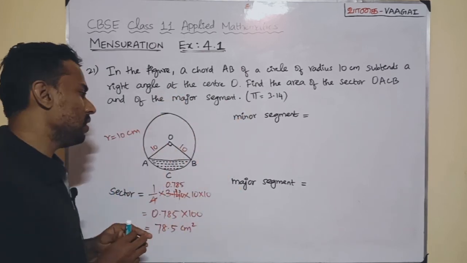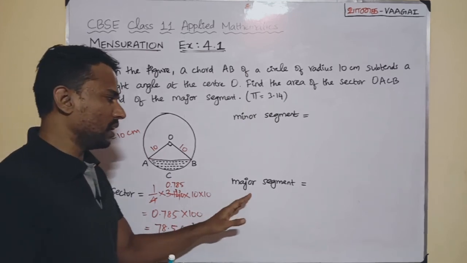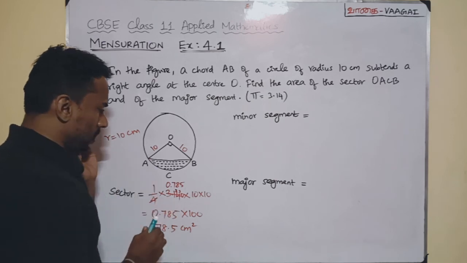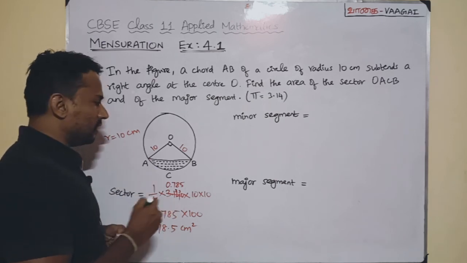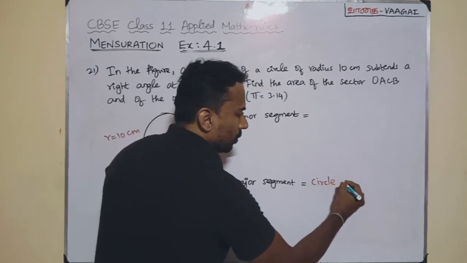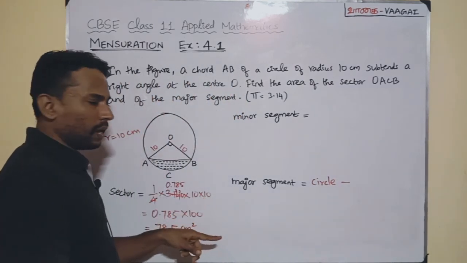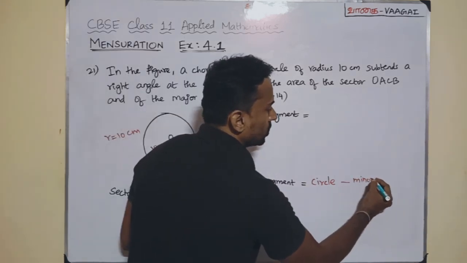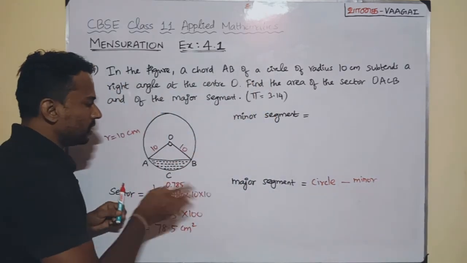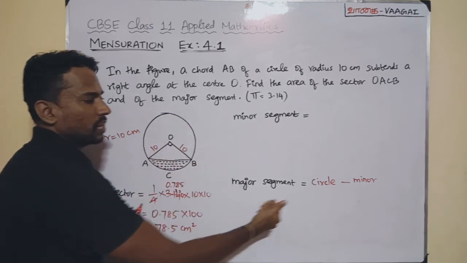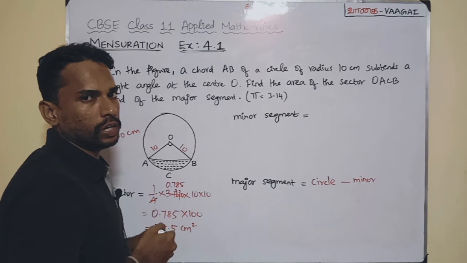That's it. Okay, fine. So if I want to find the area of the major segment, the simple thing I can do here is take the area of the full circle. Now from this I will just subtract this minor segment's region. So full circle minus this minor region will give you the major segment's area. That's all. So this is going to be the plan.